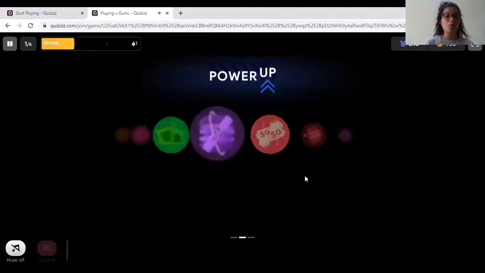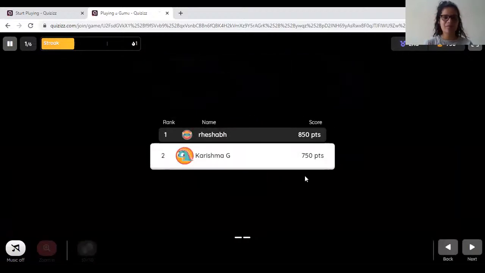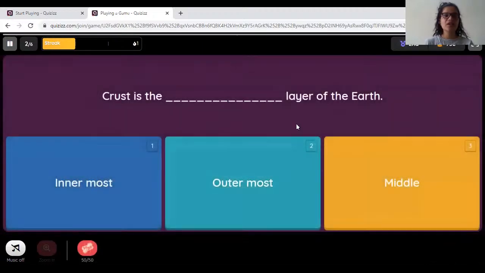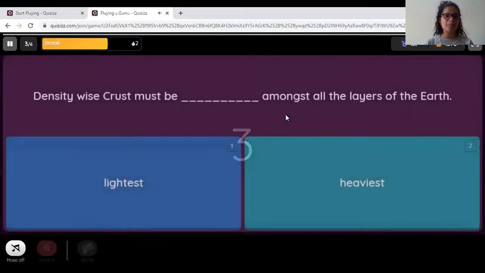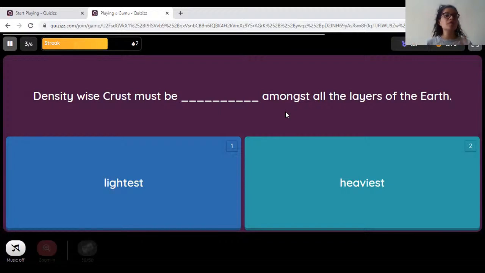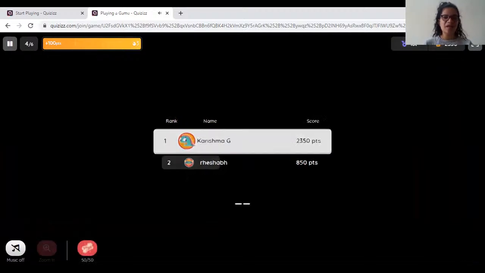We got a power up in the first question. That's very good. Let's go ahead. Next one. Crust is the dash layer of the earth: innermost, outermost, middle. We just learned crust is the outermost layer. Very good. Next one. Density-wise, crust must be dash among all the layers of the earth. Since it's the outermost layer, it cannot be the heaviest layer. It has to be the lightest layer. Yes, good job.